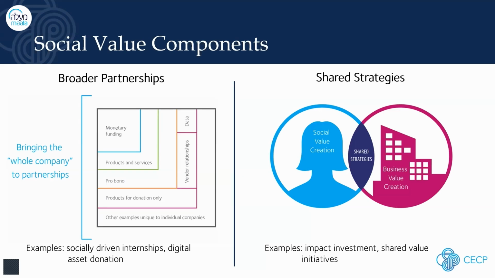Examples are socially driven internships or digital asset donations like data. Shared strategies are business strategies that materially and significantly incorporate social outcomes in the strategy. Examples include shared value initiatives and impact investing.